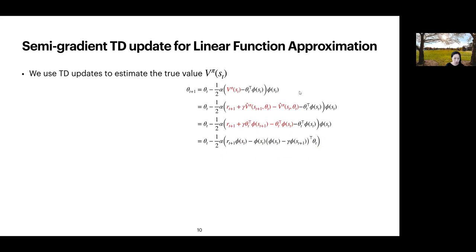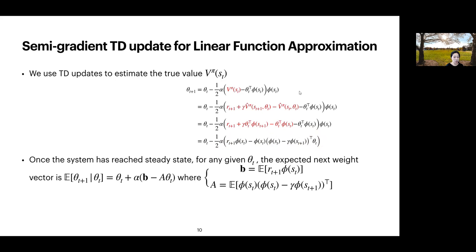Now, once the system has reached steady state, for any given theta t, the expected next weight vector, the expectation of theta t plus one conditional on theta t, would be theta t plus alpha times a b vector minus an A matrix multiplied with theta t. This is really interesting, because from this observation you can see that we have a kind of fixed point. So what is the fixed point of this update? It essentially becomes this term.